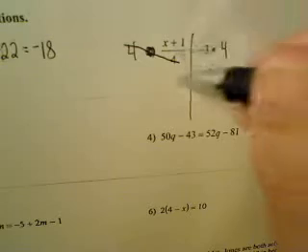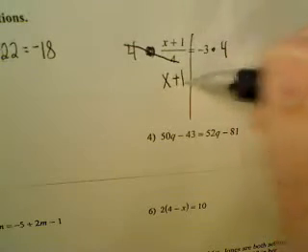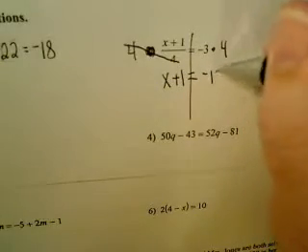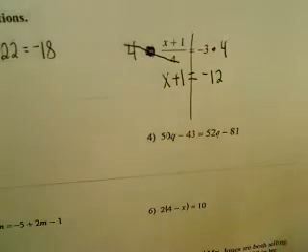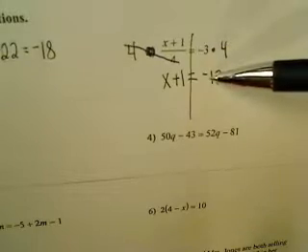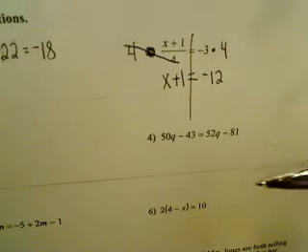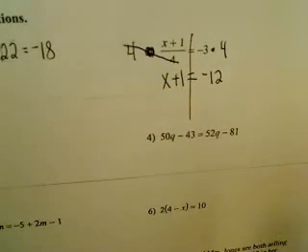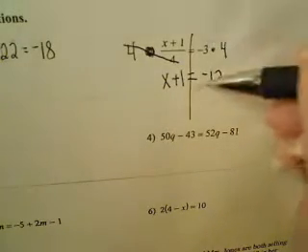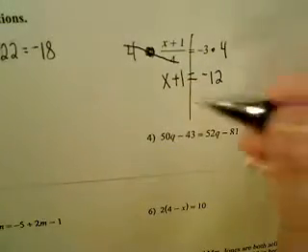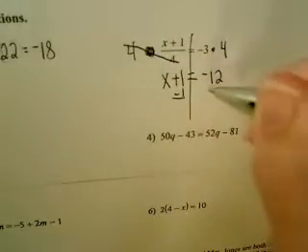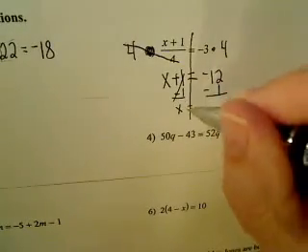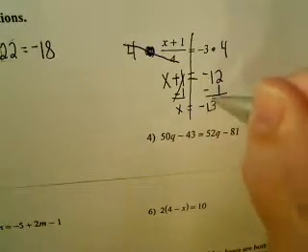Those cancel and I have X plus 1 equals, and this is going to be a negative 12, because when you multiply, unlike signs, your answer is a negative. Or when you multiply and divide, unlike signs, your answer is going to be a negative. Okay, so now I'm going to do the inverse of adding 1. I'm going to subtract 1 from this side and from that side, and I end up with X equals a negative 13.